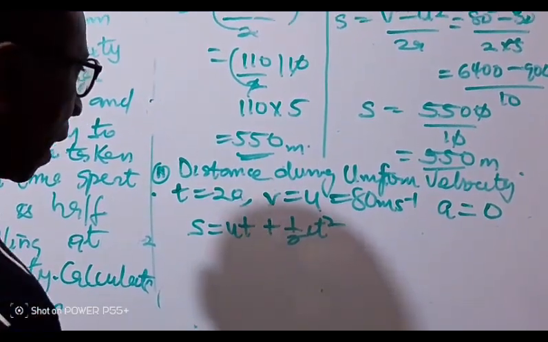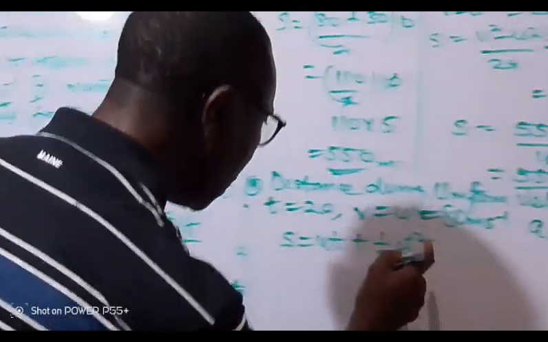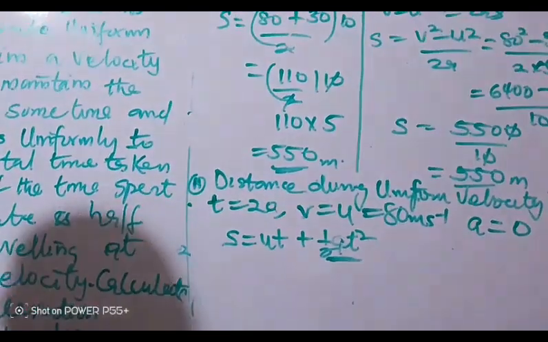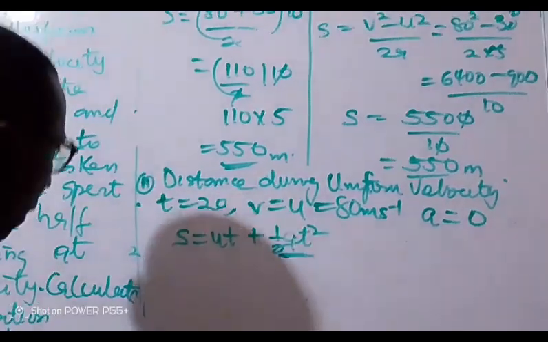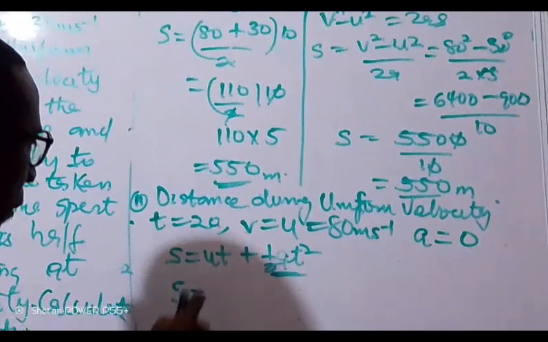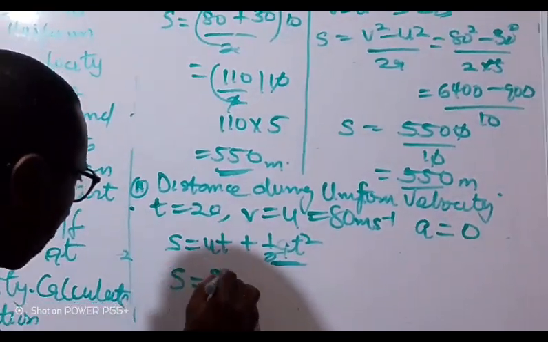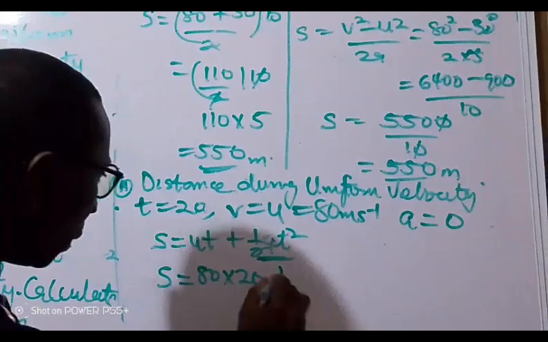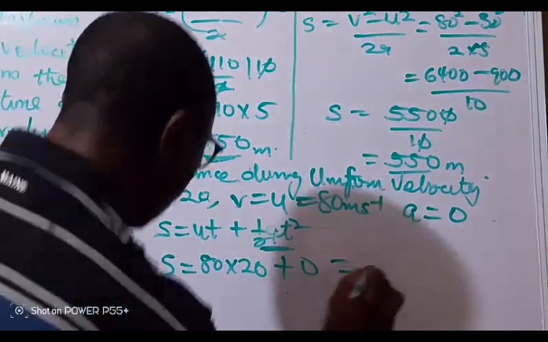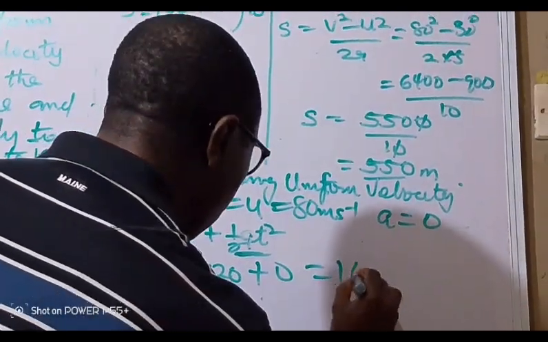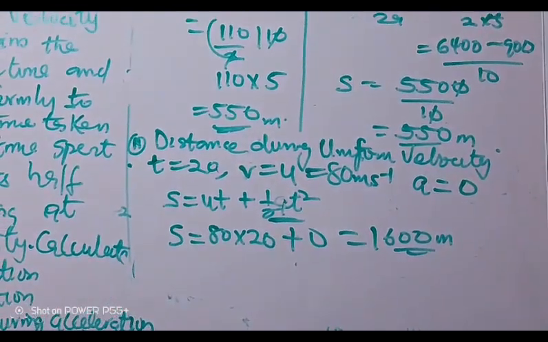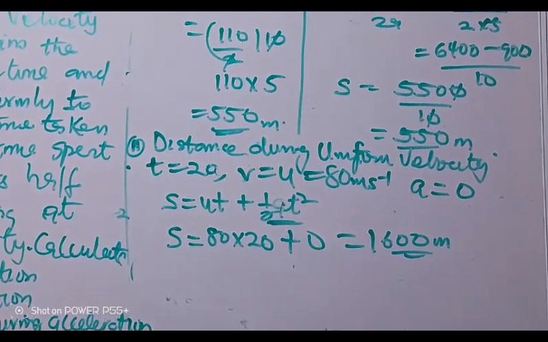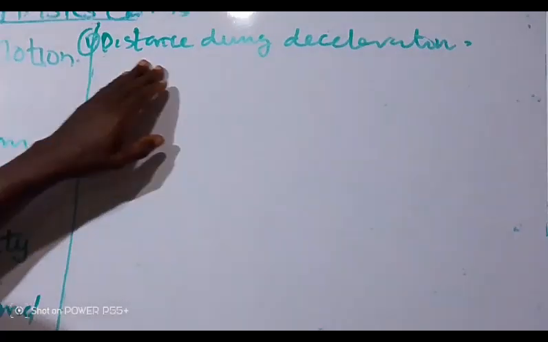And we said when a body is moving with constant or uniform velocity, A is 0. So this term will be equal to 0, because 0 multiplied by T squared is 0. So S is equal to, what is our U there? 80 multiplied by 20 plus 0. So this one will now give us 1,600 meters. That is the distance during uniform velocity.